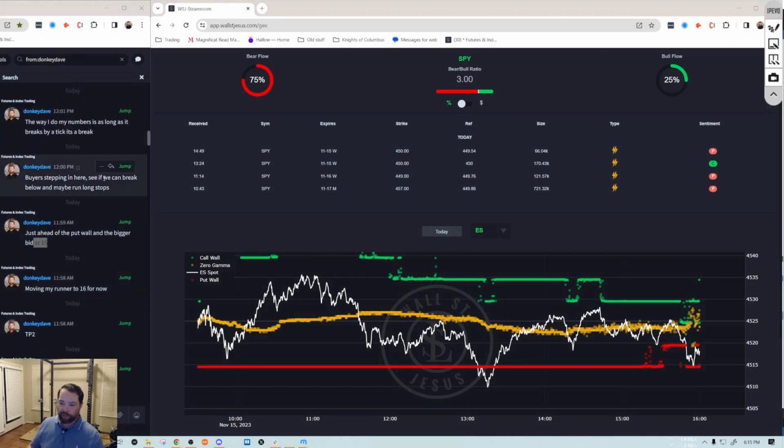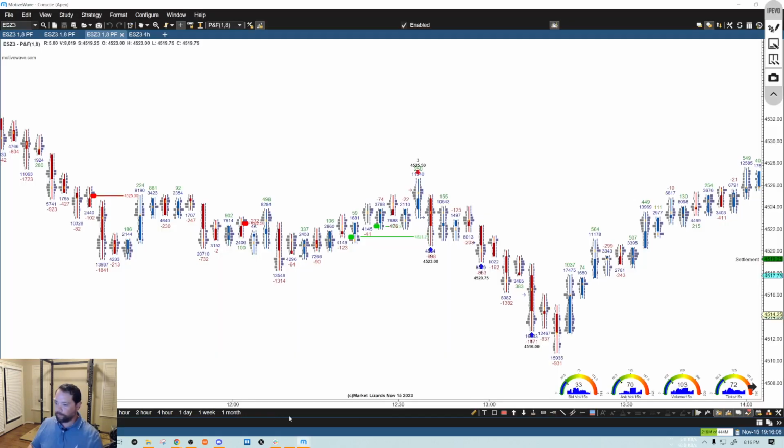Buyer stepping in here, see if we can break below and maybe run long stops. So I'm seeing buyers step in, but I'm still confident in this trade. I'm still confident it's going to work out. And I'm actually looking at this as being in my favor because I want to see them, when they do break below, we had started catching a bid there. I believe that was here. We started catching a bid. And so now I'm like, that's a great thing. I'm short. I want to see them catch a bid. I want to see them trap longs there. So that way, when we tick below, we can get a nice move down.